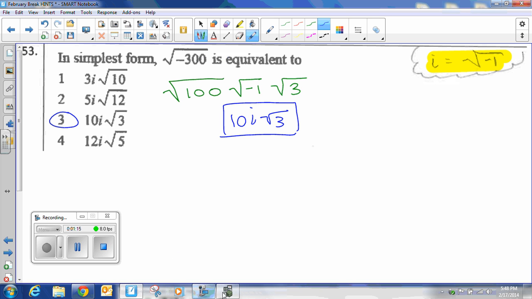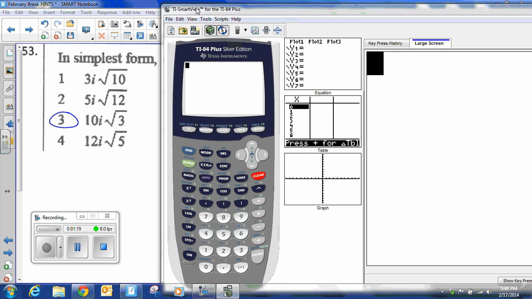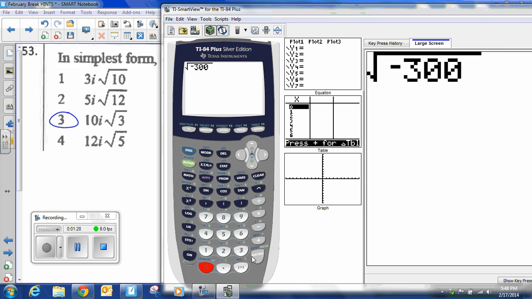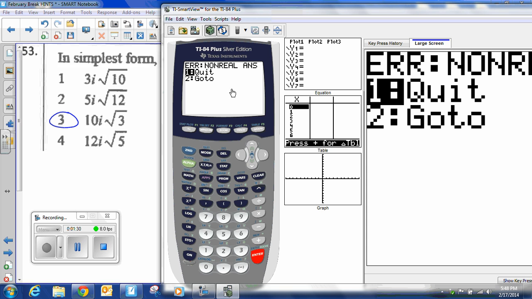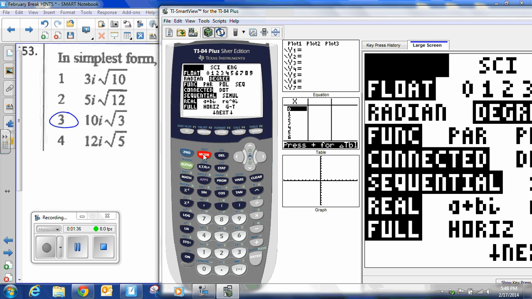So let's go ahead and take a look. Here we're going to plug in square root of negative 300. All right, we get an error message. It's not a real answer. So what we're going to do is go to our mode, and instead of real numbers, we're going to change our number mode to A plus BI, or complex.